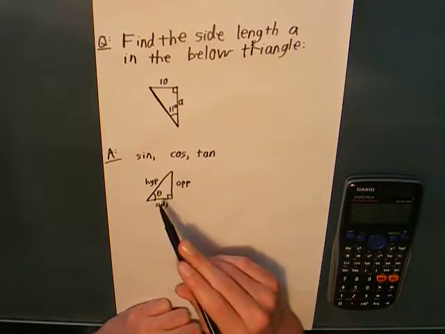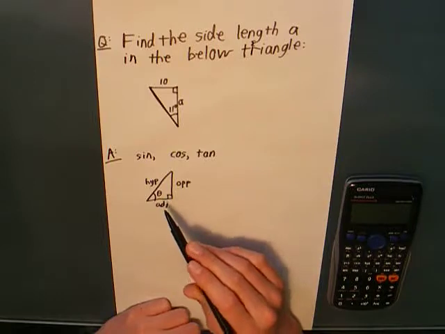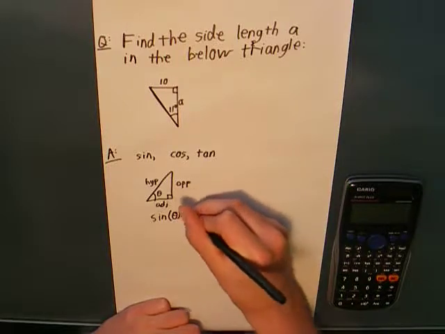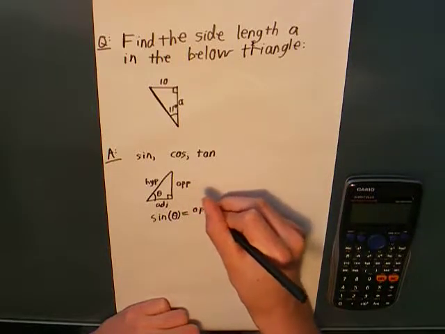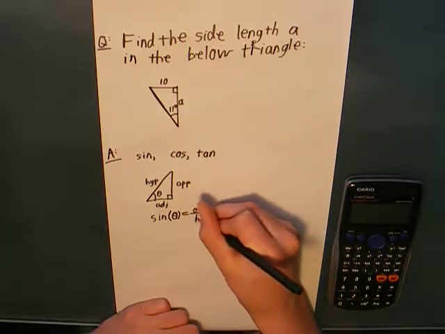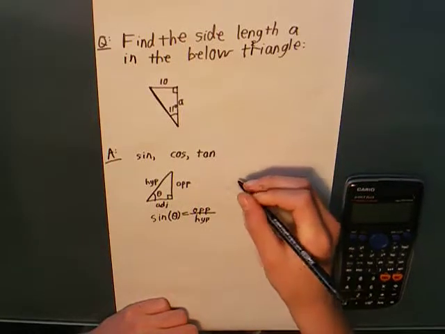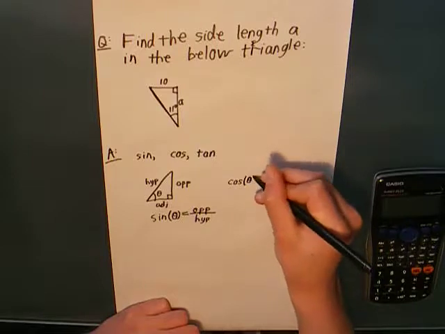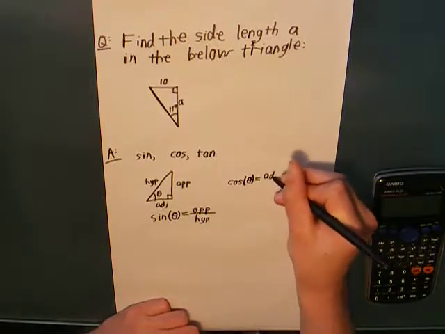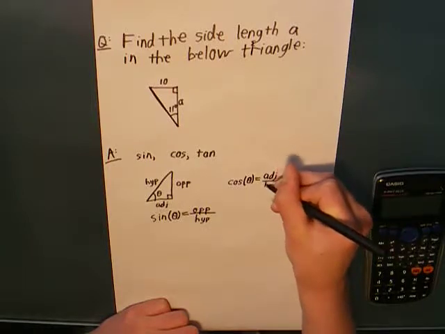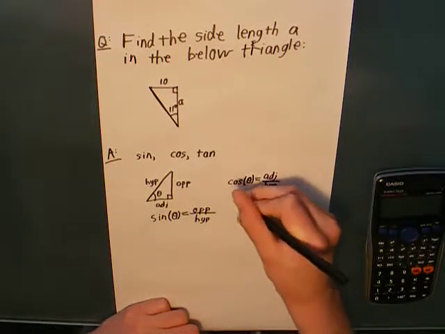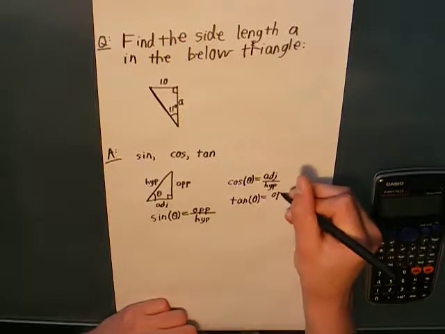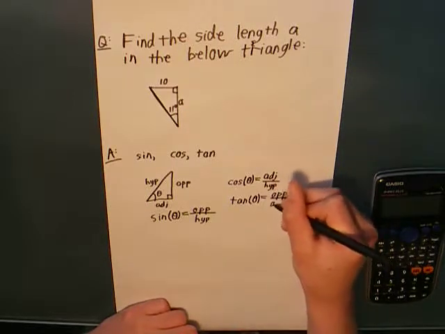Okay, now the key formulas for sine, cos and tan are that sin theta equals opposite over hypotenuse, and then to just continue here, cos theta equals adjacent over hypotenuse, and tan theta equals opposite over adjacent.